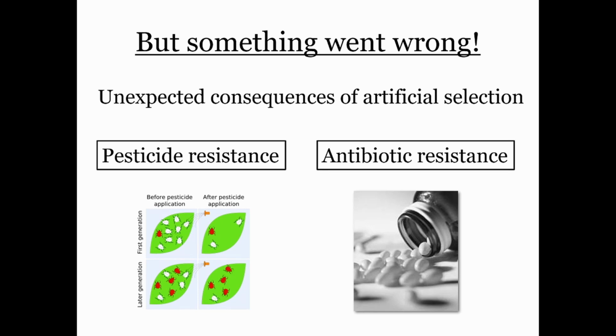However, when humans interfere, we don't always get everything right, and sometimes there are unintended consequences from artificially selecting organisms. Some of those problems include pesticide resistance and antibiotic resistance.